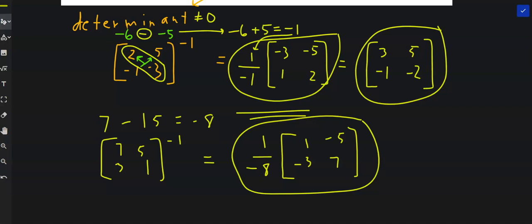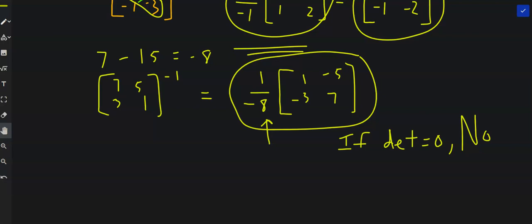If the determinant is 0, then you don't have an inverse, right? So I made that big deal at the beginning, because remember, you've got to have the reciprocal of the determinant. So if the determinant equals 0, no inverse. Because you can't multiply by the reciprocal of 0, because it doesn't exist.